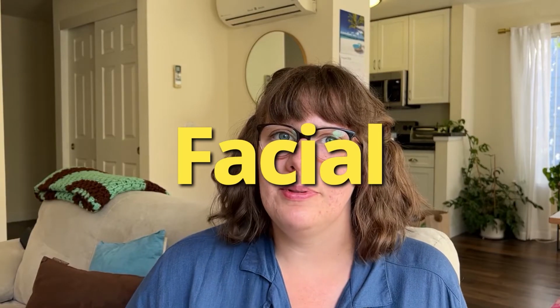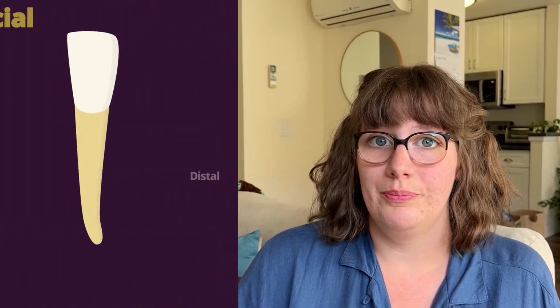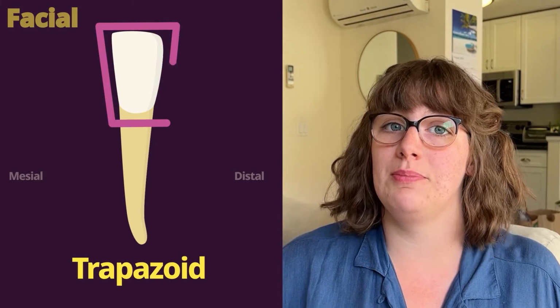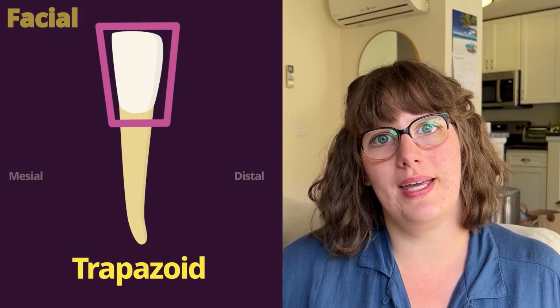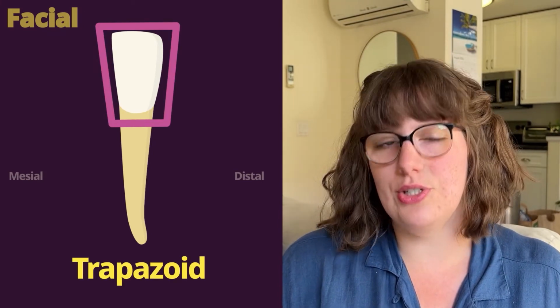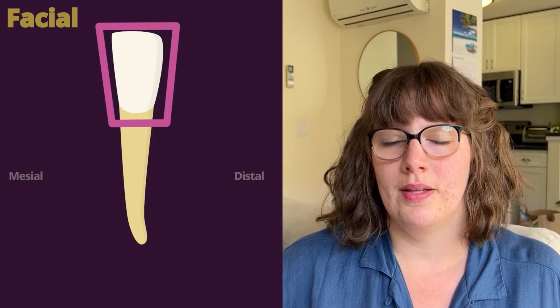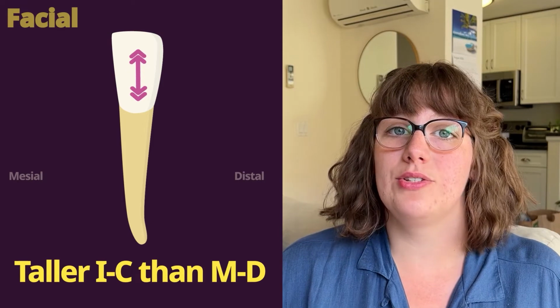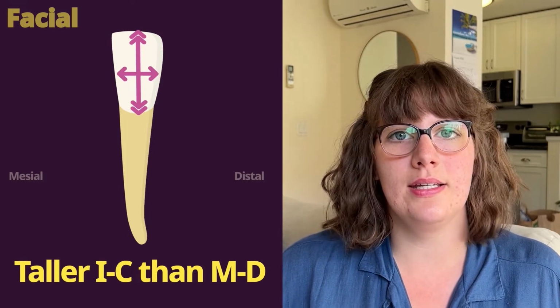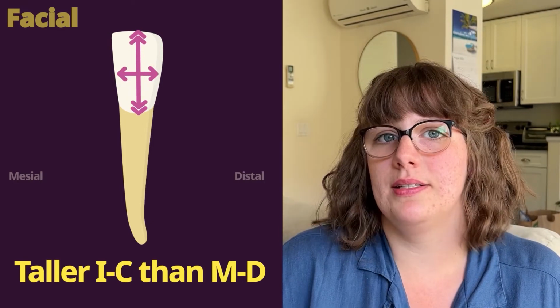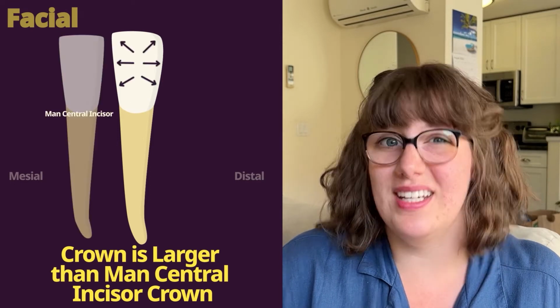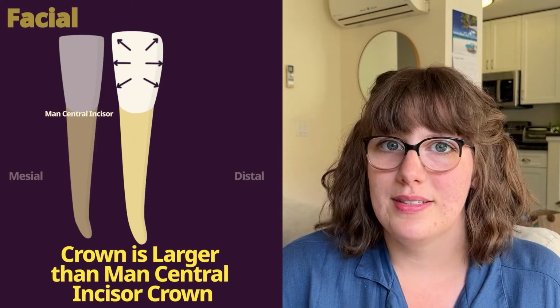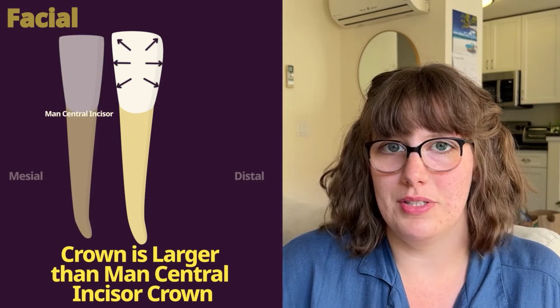Let's look at the mandibular lateral incisor from the facial. Like all incisors, the crown is shaped like a trapezoid with the larger base at the incisal ridge and the smaller base at the cervix, so that it's tapering from the incisal ridge to the cervix. The crown is taller incisal cervically than it is mesial distally. The mandibular lateral incisor crown is larger than the mandibular central incisor crown in all dimensions.